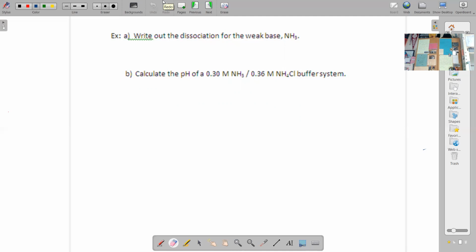So first thing, start with a nice dissociation reaction. Go ahead and write it out. Write out the dissociation for the weak base NH3. It's a weak base, so where are you going to get the H from? What do you have to react with weak bases with? Okay, what are you going to make here? NH4+ and OH minus.